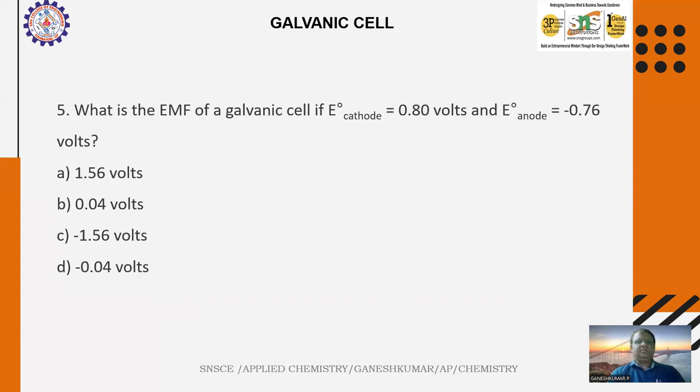In the galvanic cell, the cathode is 0.8 volt and the anode is minus 0.76 volt. So the total volts produced, E cell equals E cathode minus E anode. If you add them together, we get 1.56 volts.